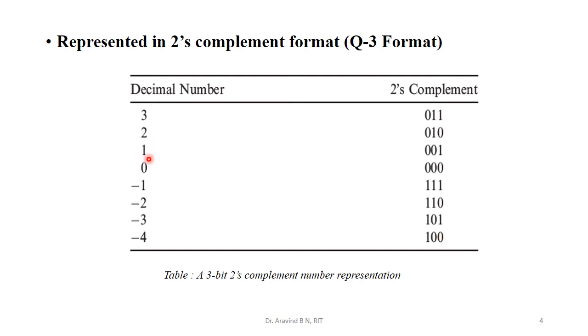For all positive numbers, we are going to have the exact binary realization, and for all negative numbers, the value is converted to binary and its 2's complement is taken as the negative realization. One thing we can observe over here: for all positive numbers the MSB bit is equal to 0, and for all negative numbers the MSB bit is equal to 1.